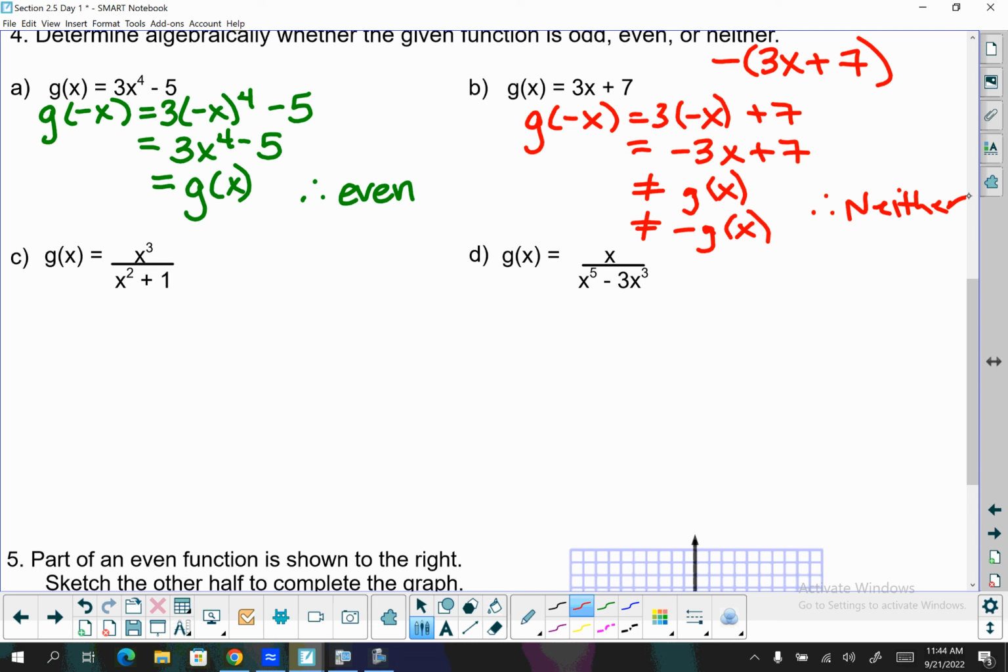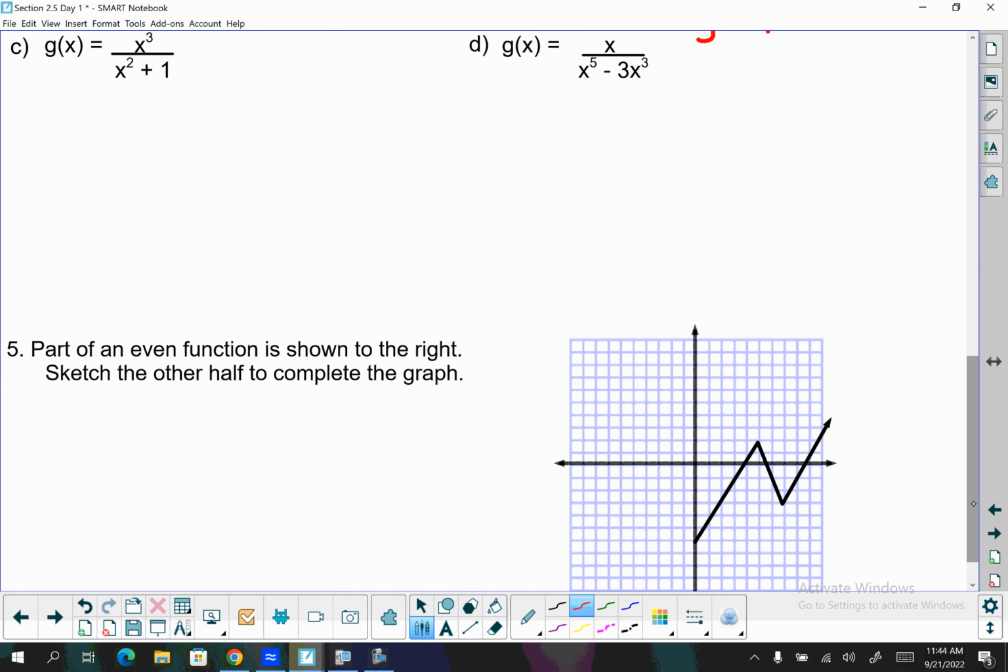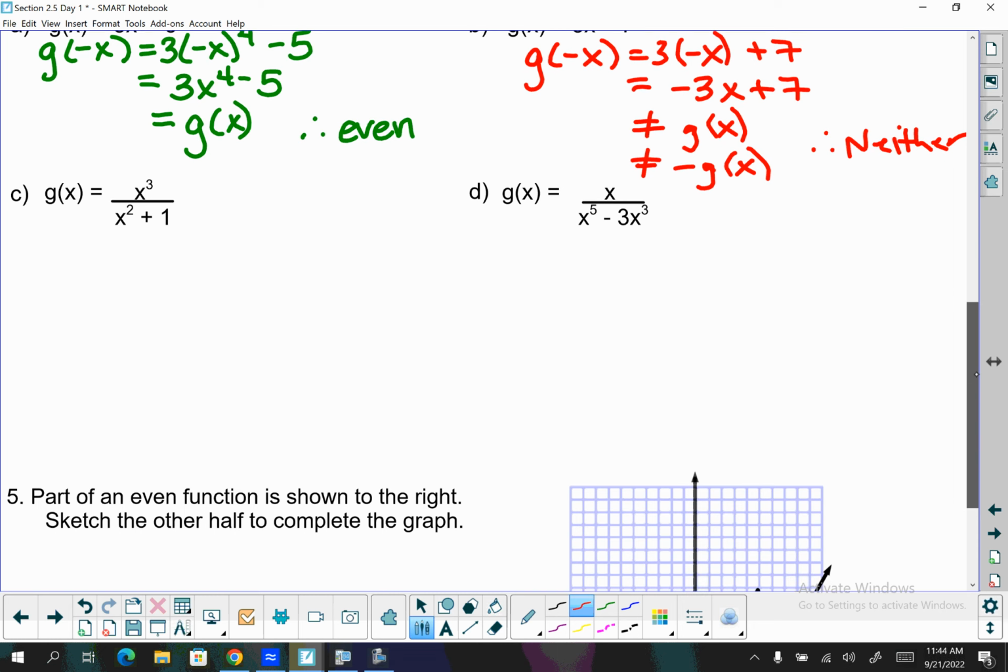Okay, with your partner, somebody near you, try letters C, D, and try the graphing question at the bottom. See if you can finish the rest of the worksheet, and we'll come back together and check them. Okay?